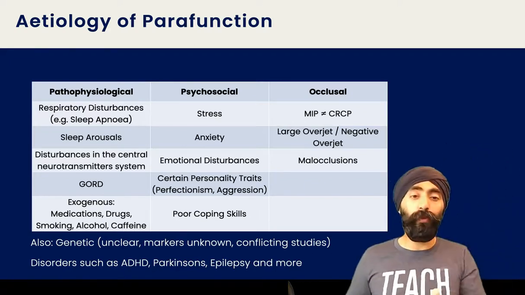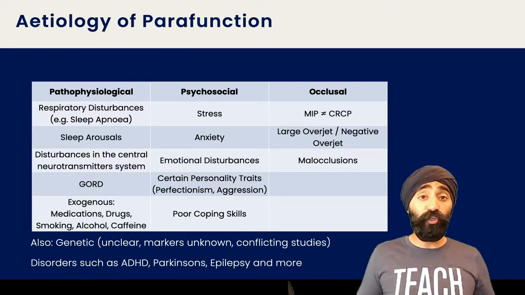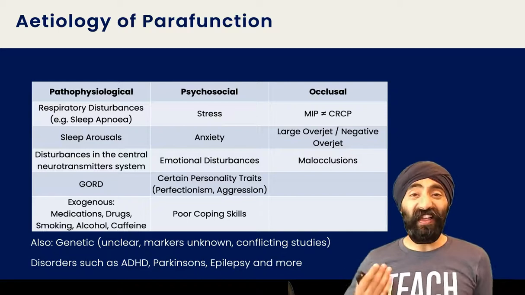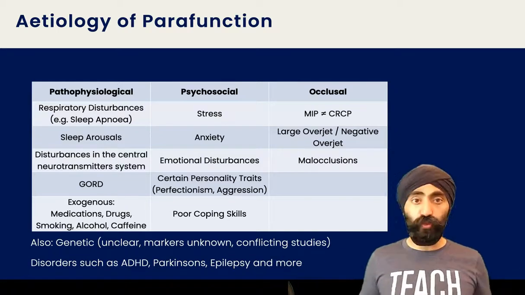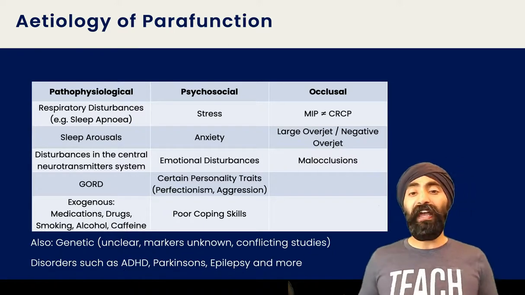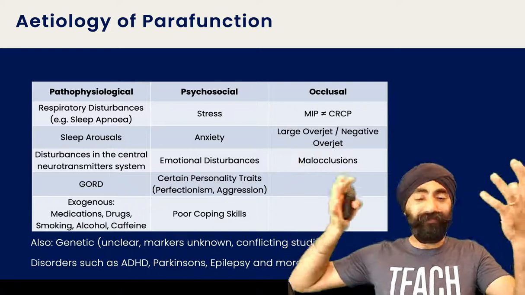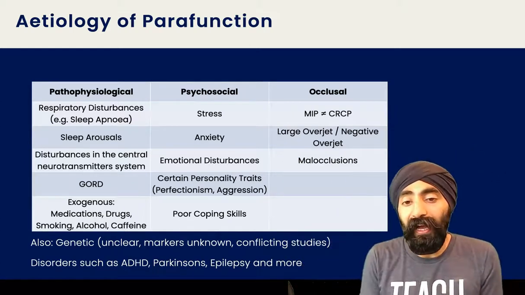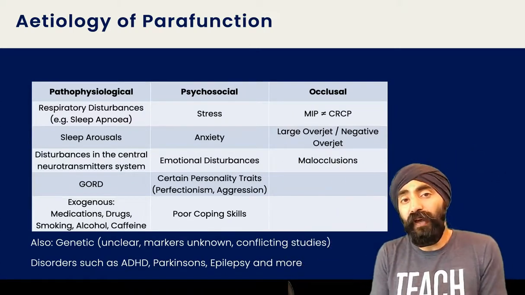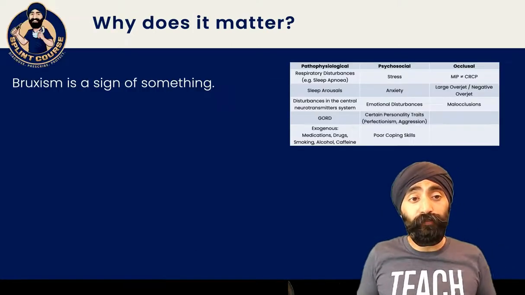Then in the second column, psychosocial, there's stress, anxiety, emotional disturbance, which is actually the one that we were taught at dental school. That's the most common one to blame. That's probably the easiest one to say to patients, "Ooh, are you stressed?" So that's something to always consider. And the whole occlusal thing, where MIP is not equal to CRCP causing it, I don't think so. There's really a lack of evidence for it. But it's out there to be debated because the research is just not good enough.